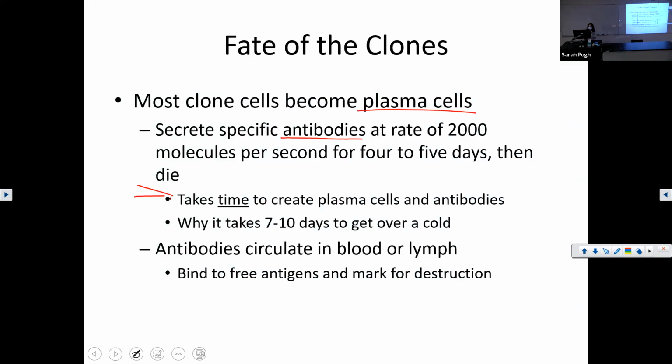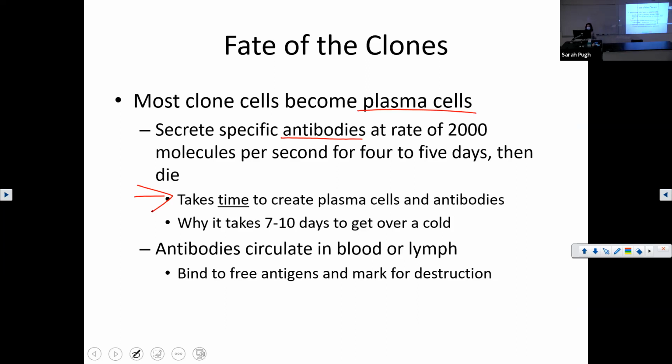So it takes time for that to happen, for those antibodies to start being produced. Once those antibodies start being produced, you will start feeling better. Once antibody levels get really high, you start feeling a lot better. But this is typically why it takes 7 to 10 days to get over a cold.